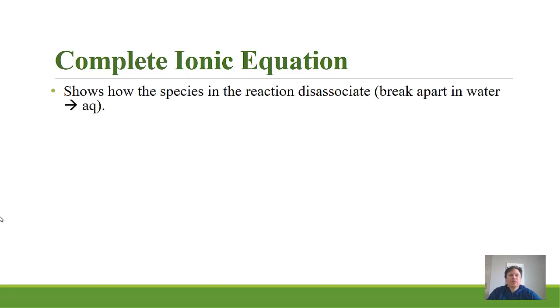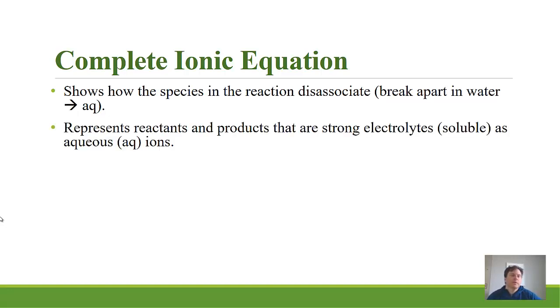an equation. So in these equations, it shows how the species in the reaction dissociate, or break apart, when they're in the water. It represents the reactants and products that are strong electrolytes. Remember, electrolytes, we talked about earlier, are substances that can conduct electricity. Why can they conduct electricity? Because they have ions, or form ions. We need the ions to do it.